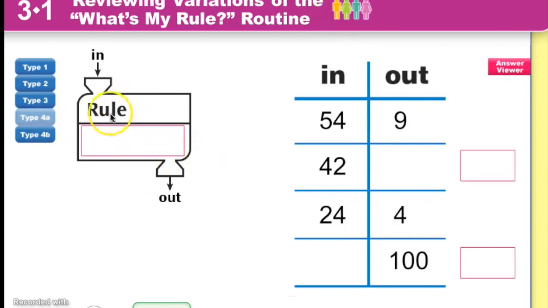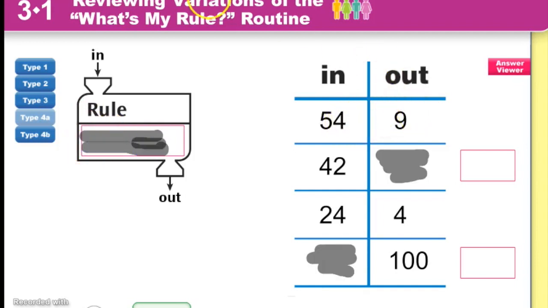Now we'll move on to something that's missing a rule, and it's missing an in and an out space. So we need to find the answer for all of these things. To get from 54 to 9, well, my numbers are getting bigger or smaller, I'm going to ask myself. Well, the answer to that, my numbers are getting smaller. So I'm either subtracting or dividing. So subtraction or division must be my rule.